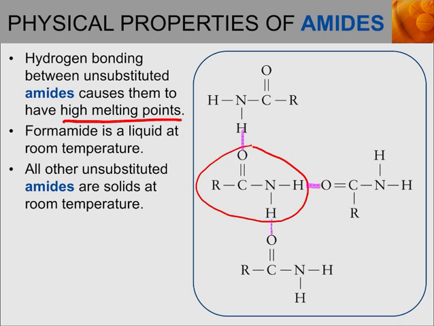Now, really simple amides like formamide, which is shown, or which would just have a hydrogen, excuse me, for the R group, that is a liquid at room temperature. But if those alkyl groups are larger, then the amides will actually be solids at room temperature.